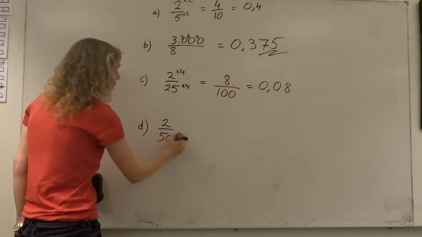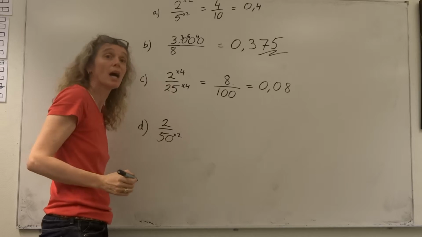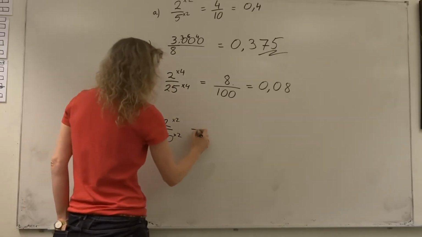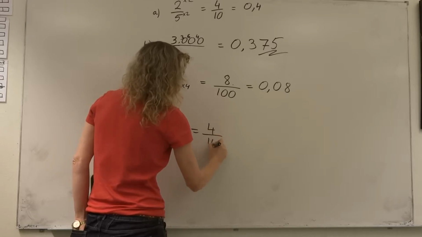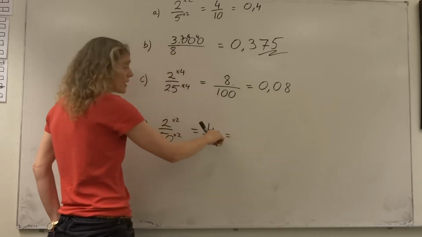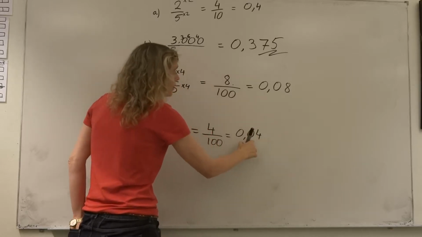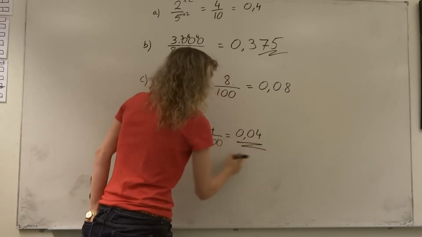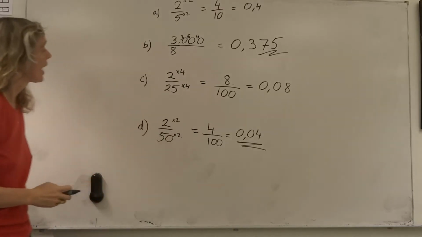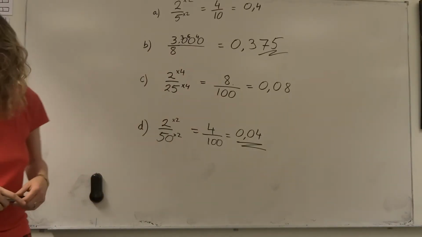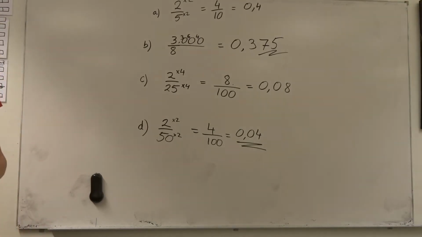2 50ths, well, if I multiply 50 by 2, I get 100 again. So I'll do the top one by 2 as well. So we get 4 100ths, which again, move the decimal point 2 places back, 0.04. 1, 2. When we're dividing by 100. So that's the easiest way, I think, to convert all of these fractions into their decimal equivalent.